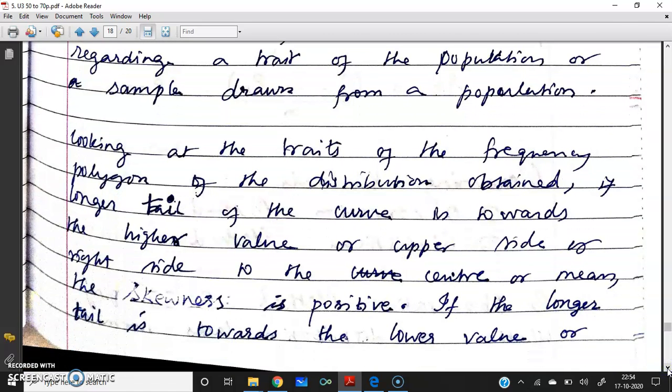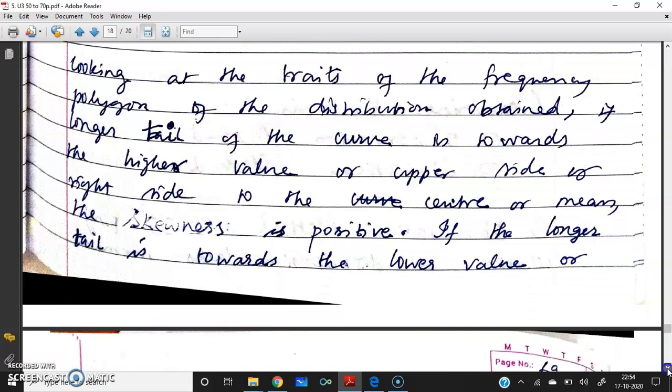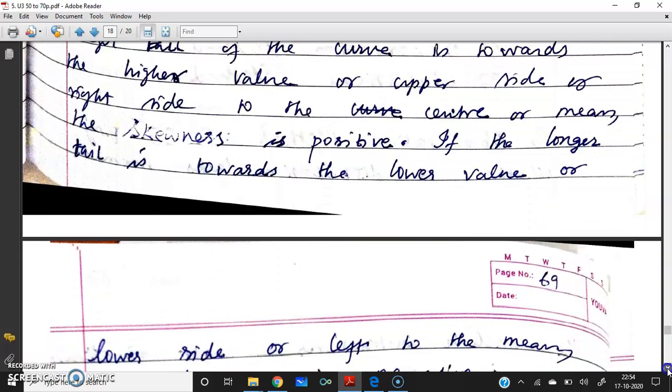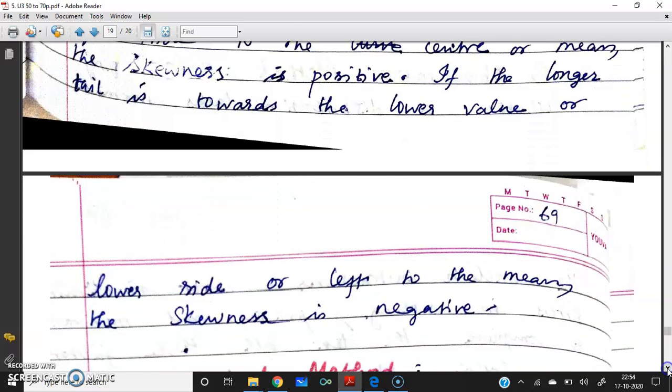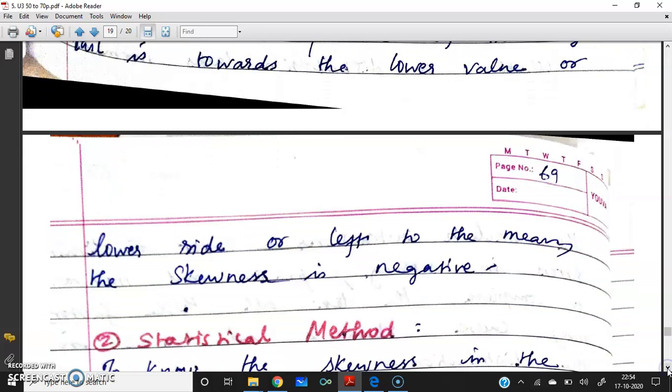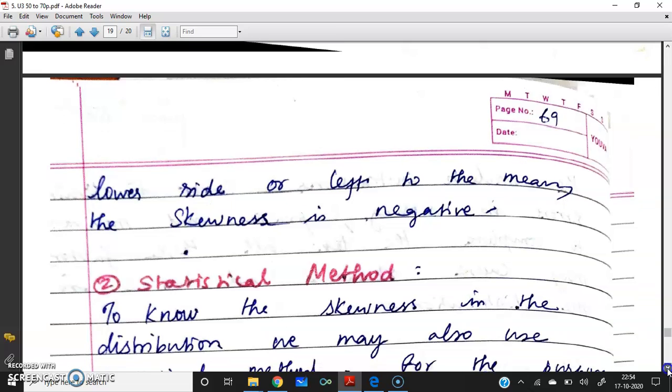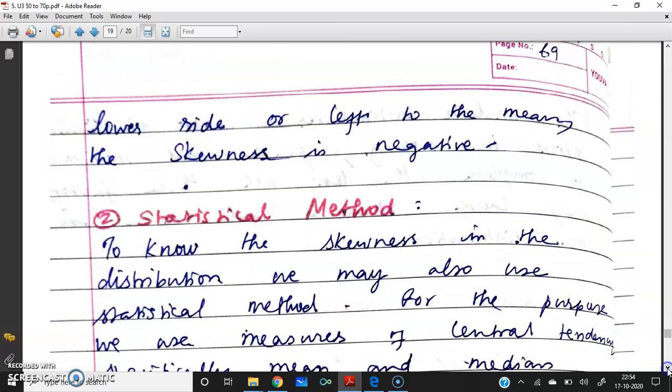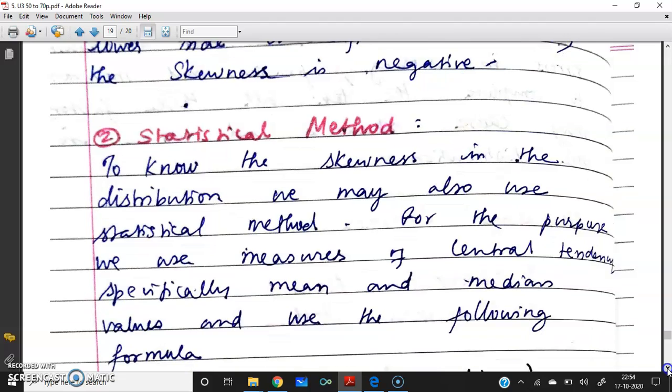Looking at the traits of the frequency polygon of the distribution obtained, if the longer tail of the curve is towards the higher value or upper side or right side, if it is bending towards the right side of the center or mean, the skewness is positive. If the longer tail is towards the lower value or lower side or left of the mean, if it is bending to the left of the mean, the skewness is negative. This is only an approximate method. You can call it a crude method.